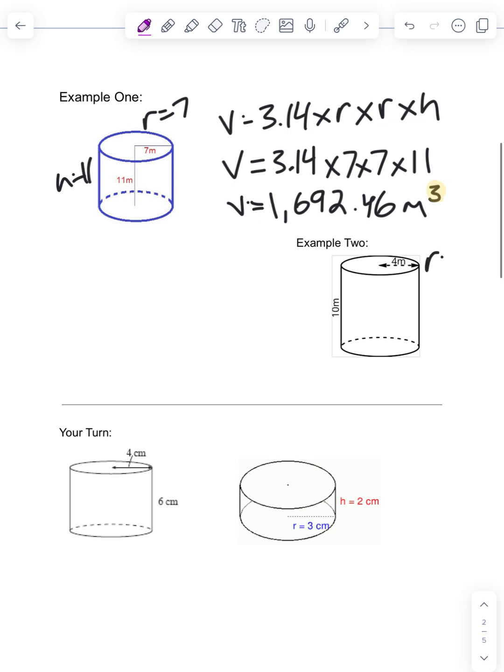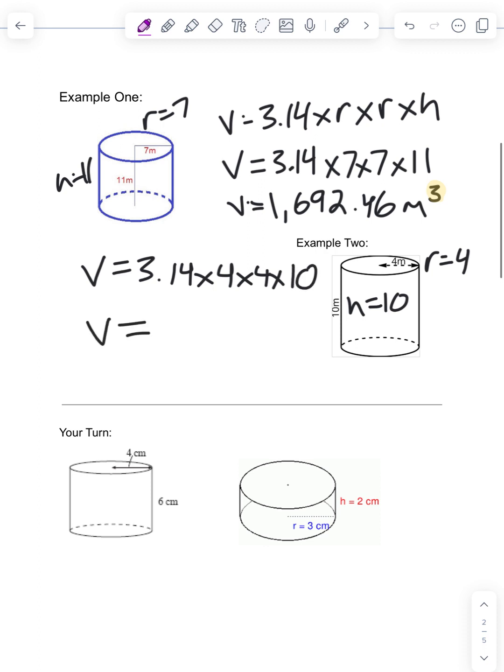All right, let's try the volume for this second example. So I see our radius is 4 and our height is 10. So we're going to plug it into our formula. We got 3.14 times 4 times 4 times 10. And if you plug that into a calculator, you should get 502.4 meters cubed. All right, pause the video and see if you can calculate the volume for the 2 cylinders at the bottom.